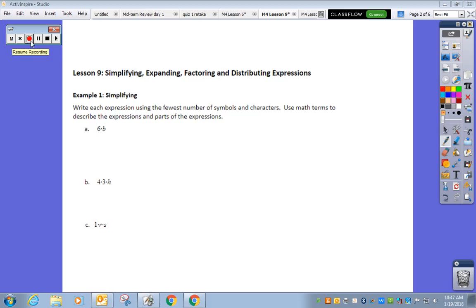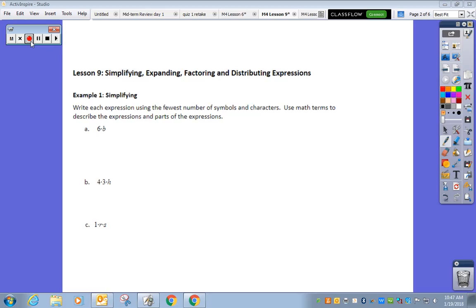Okay, in lesson 9, we're going to look at simplifying, expanding, factoring, and distributing expressions. It sounds like it's a lot, but it's actually fairly easy when we look at some examples. So the first thing we're going to look at is simplifying.